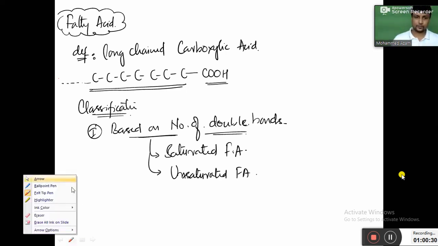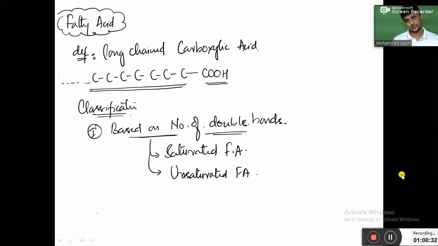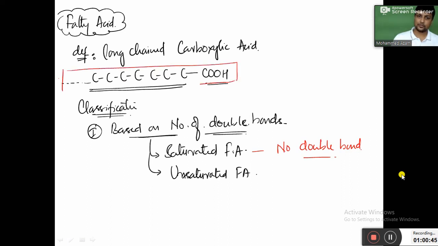Now what is the meaning of saturated and unsaturated fatty acids? Suppose there is no double bond at all, I mean to say in this long chain of carbons, if you don't find any double bond at all, all of them are carbon-carbon single bonds, then it is saturated. If there is a double bond present, then it is unsaturated.